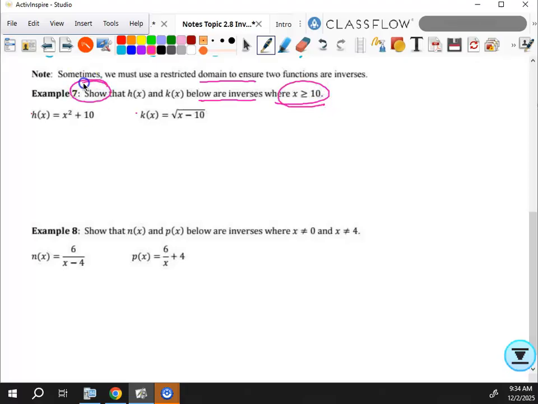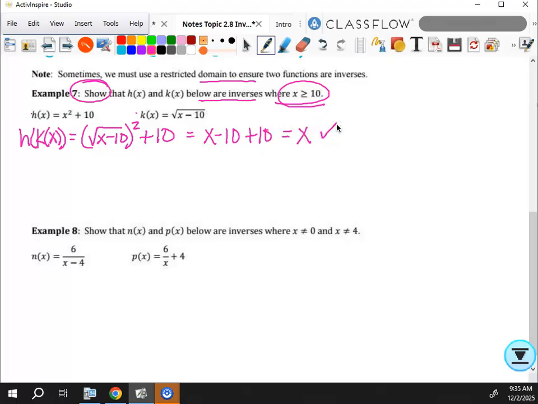And this says show. So we're going to show, which means I should get x, but I have to substitute them in. So I'm going to start with h of k of x. So k is going in here. So I'm going to get the square root of x minus 10, squared, plus 10. Okay. So when I square the square root, what do I get? x minus 10, yeah. So I get x minus 10 and then plus 10. So I get x. I totally expected to get that because it says show. If I didn't get it, I didn't do something right.